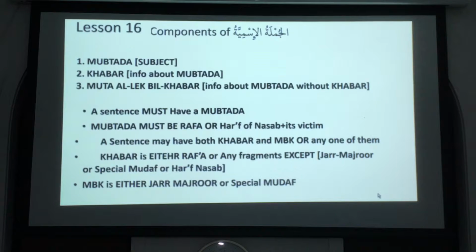Now, in a normal way, the standard way is that you have 1, then you have 2, then you have 3. Very simple to remember. That is the standard rule. You will have a mubtada first, and a mubtada could be rafa or harf of nasab. Then you will have a khabar, and then a muta'alliq bil khabar. Whenever this rule is changed, something changes in the meaning also. That's what we're going to learn inshallah today.